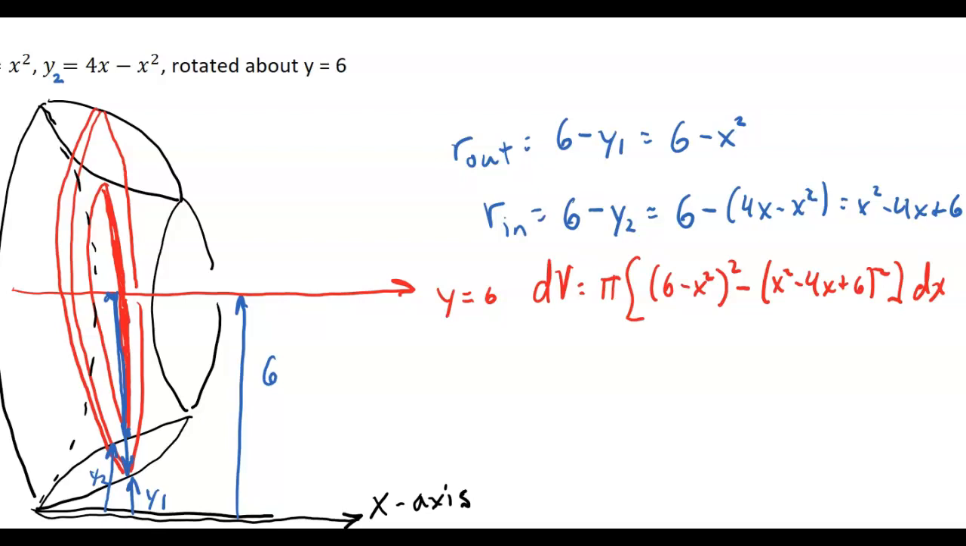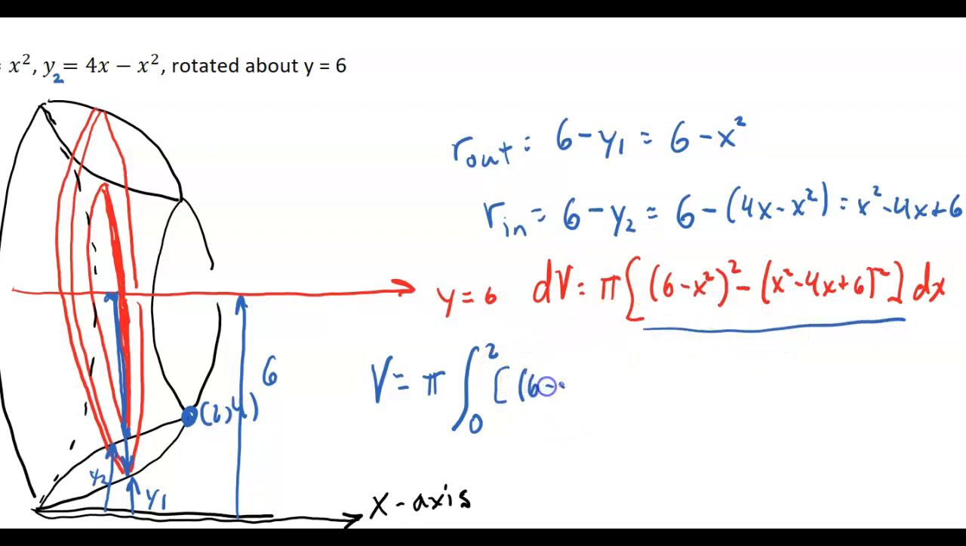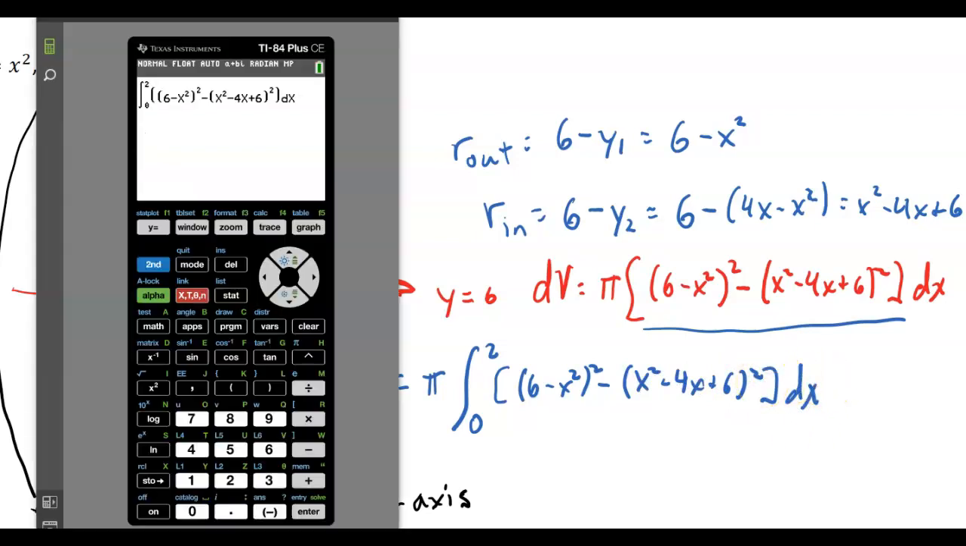So that means the final volume is pi times the integral from 0 to 2. Remember, we figured out this point was at x equals 2, y equals 4. 0 to 2 of this whole thing right here. You can see that I've put that into my calculator just the way I wrote it. Let's see what the answer is. 21.33. Let's go to math frac, and that's 64 thirds. And don't forget that that is times pi.